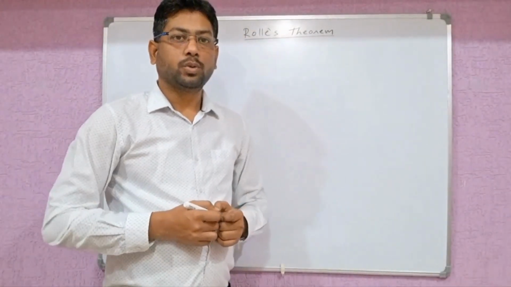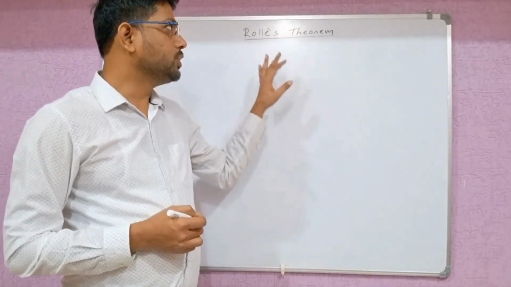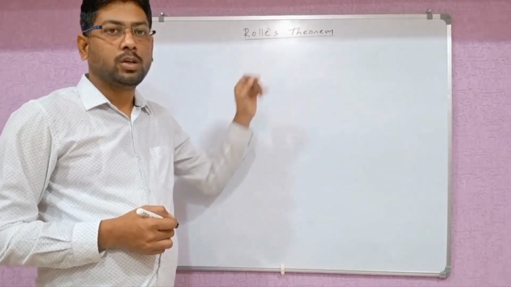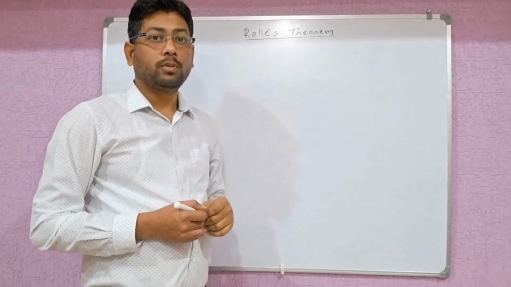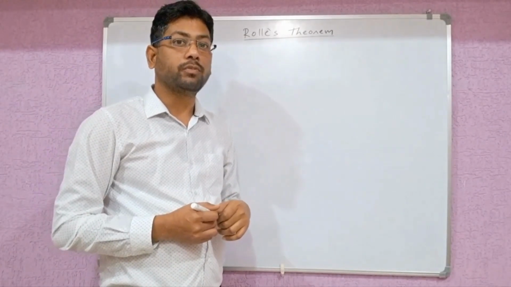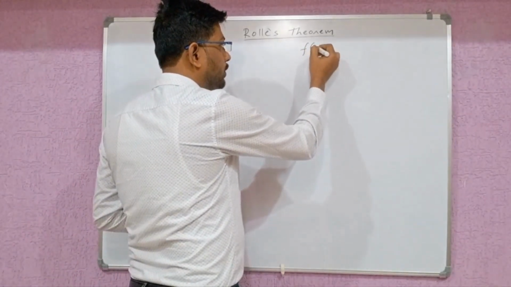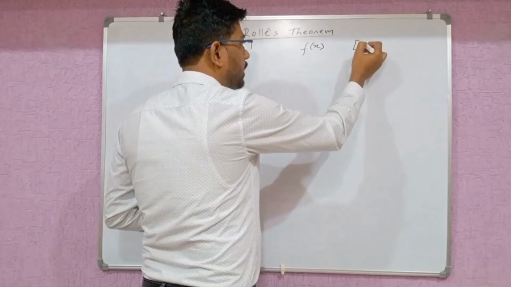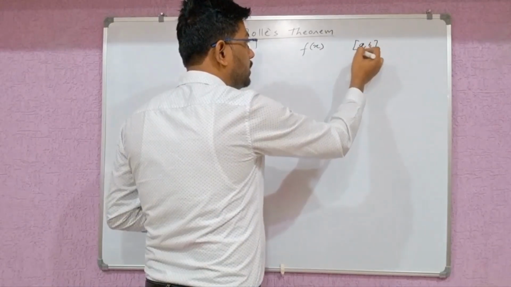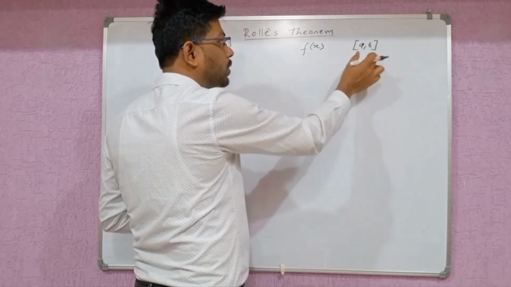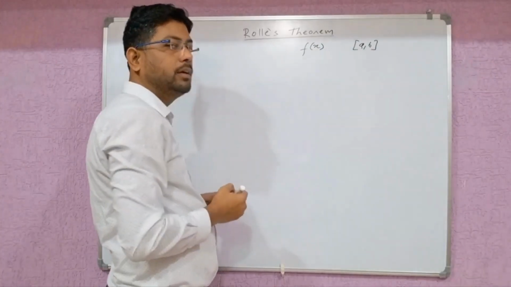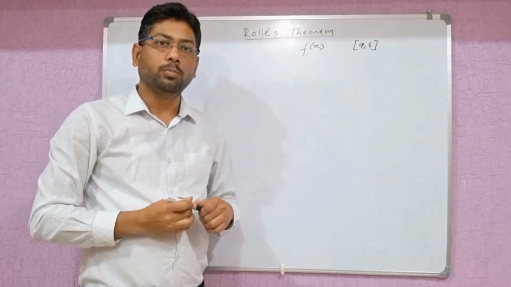Hello everyone. So today our topic of discussion is Rolle's theorem. To apply Rolle's theorem, we must have a function f(x) which is defined in the interval a to b. So this f(x) should be given and this interval a to b should be given, where a and b both are included, and this f(x) should be defined in this interval a to b.